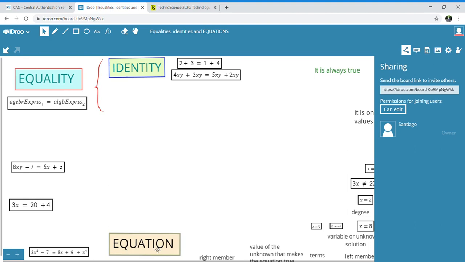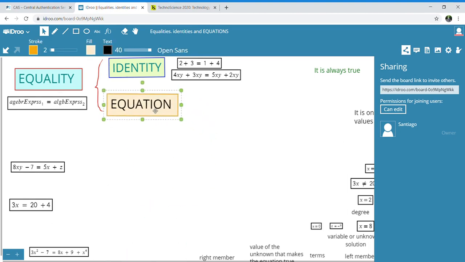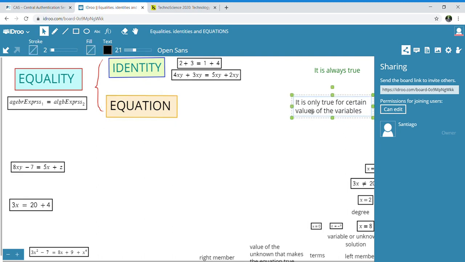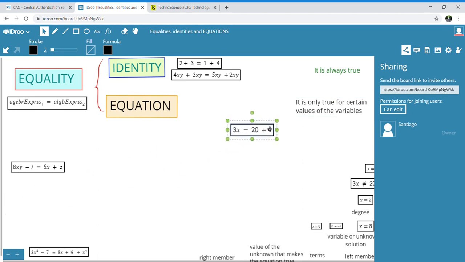But there is another type of equalities that are called equations. What is an equation? An equation is something that is only true for certain values of a variable. Let's see an example. Look, this is what we call an equation. Why? Because we say 3x equals 20 plus 4. Is it true? It depends on the values of x.